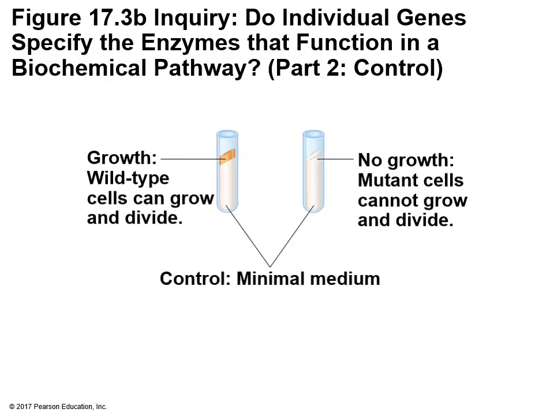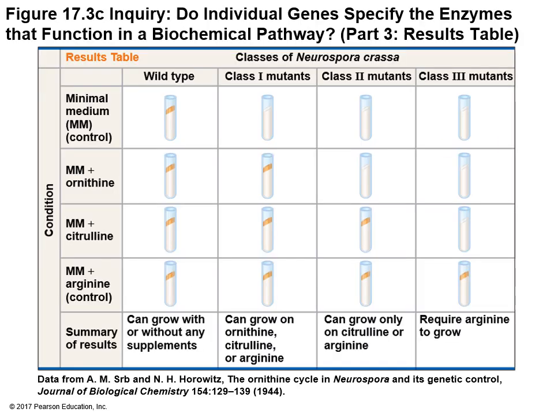So again, we have the control tube right here, where the wild type cells are going to be in, the non-mutated cells, and they're able to grow. But we have our other control, which is the negative control with the mutant cells that are not able to grow in the minimal medium due to the mutation in enzyme A. So again, we see the same chart.